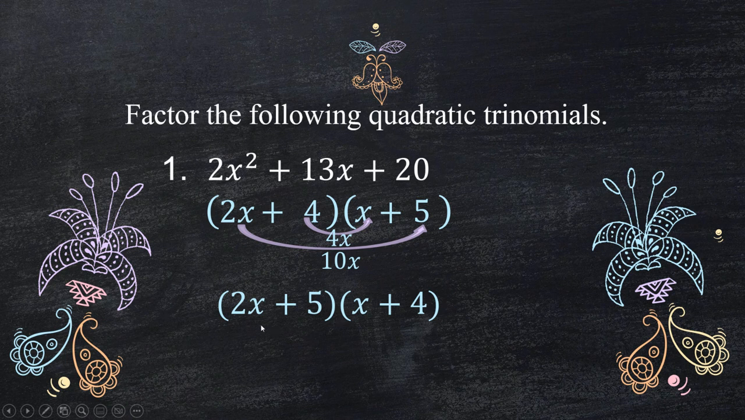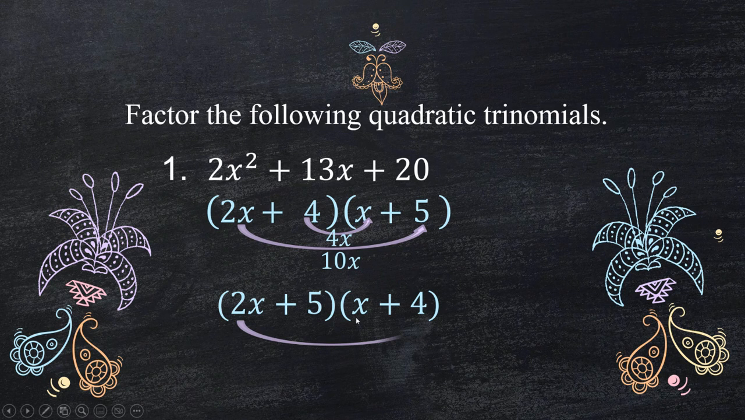In the bottom one, I have 2x plus 5 and x plus 4. So the only thing I did here was switch around the place of my 4 and 5. Otherwise, everything else stayed the same. So there's another guess. That's how quick these guesses can be, or that you can find these guesses, okay? So let's check the product, okay?